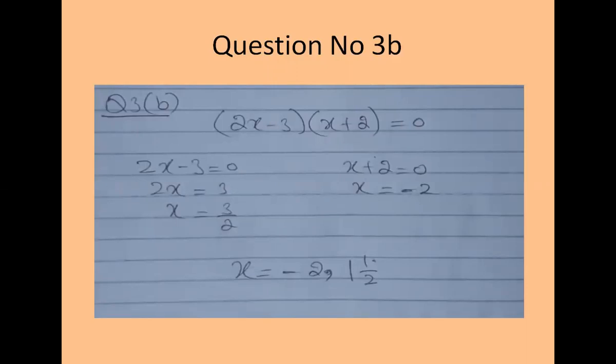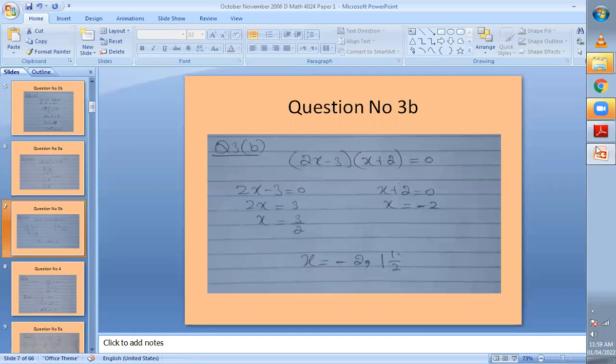Okay, so next question, question number 3B part. He says two brackets are multiplying with each other and it is equal to 0. You know, when two brackets multiply and their answer is 0, either the first bracket is 0 or the second bracket is 0, or both of them are 0. So we will make the first bracket equal to 0: 2x minus 3 equals 0, and you will have 2x equals 3, x equals 3 by 2. So 3 by 2 means 1 whole 1 by 2. Now I will make this bracket equal to 0: x plus 2 equals 0, x equals minus 2. So there are two values of x. One is minus 2, and the other one is 1 whole 1 by 2 or 3 by 2. Hopefully you understand. This is how you solve.